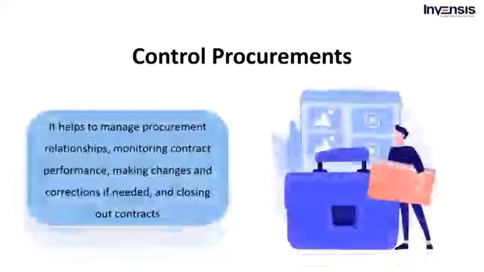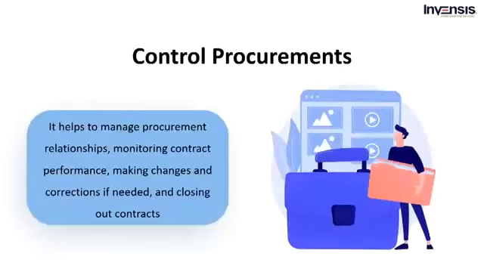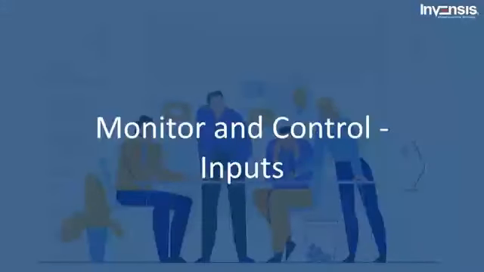The last process is control procurements. It manages procurement relationships, monitors contract performance, makes changes and corrections as needed, and finally closes out contracts. It is performed as and when required within the project and belongs to the procurement management knowledge area. Now that we have discussed the monitor and control group processes in detail, let us discuss the inputs, tools, techniques, and outputs involved in monitoring and controlling the project work process.